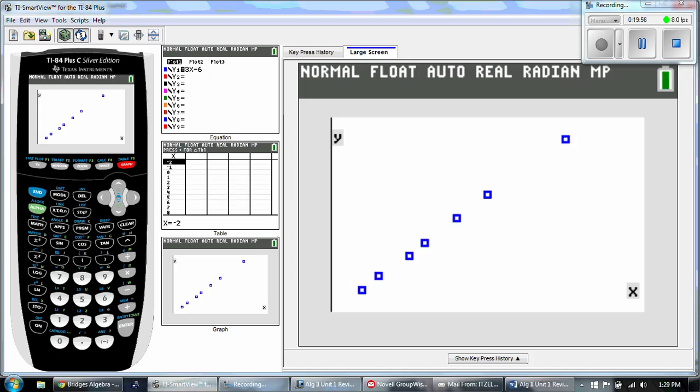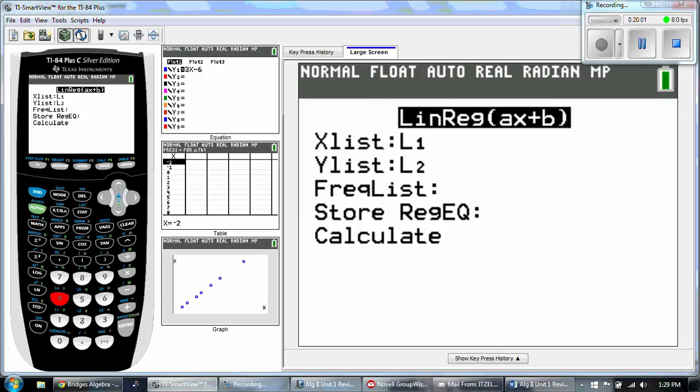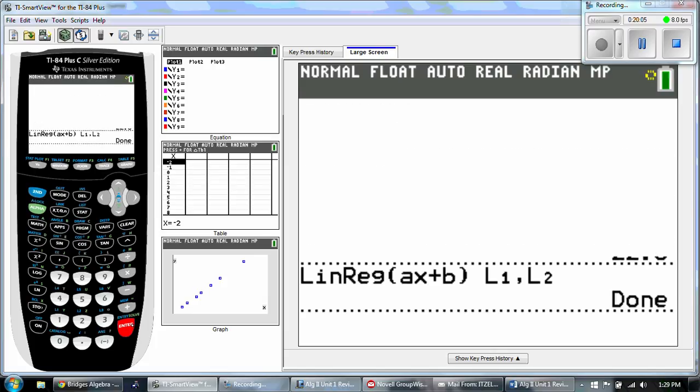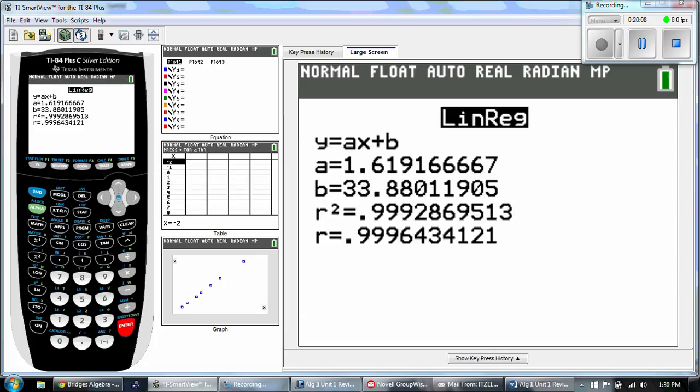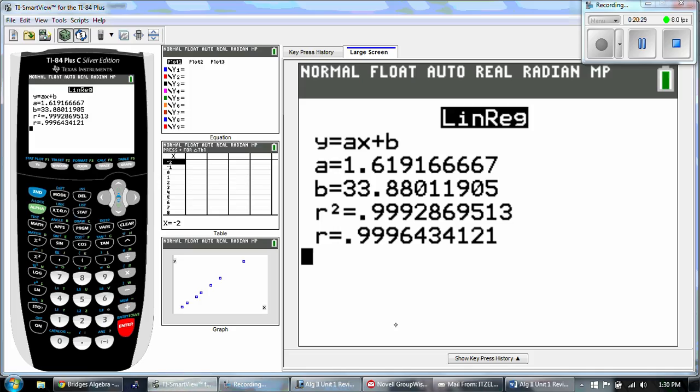And now looking at the equation, I'm going to go to Calc, LinReg ax plus b, go down to calculate, and then we get y equals, we're going to round to the nearest hundredth, y equals 1.62x plus, the other number was 33.88.